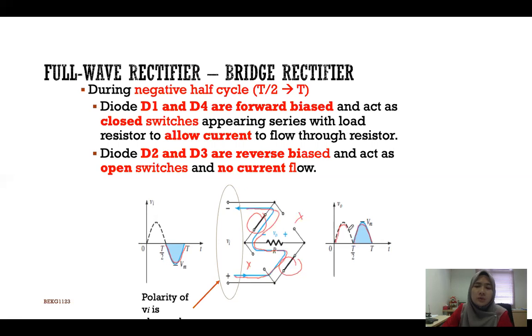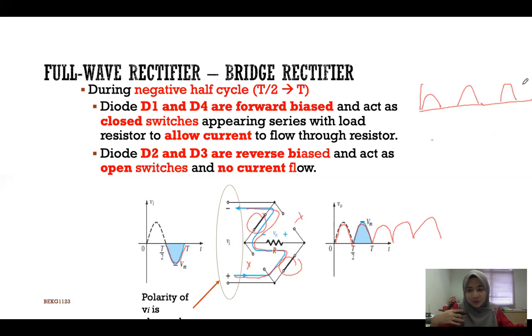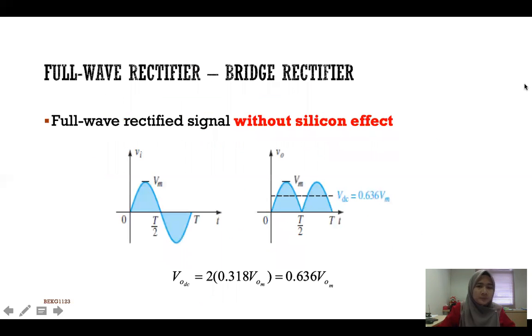So the output of the full wave rectifier should be like this. For a half wave rectifier, it is like this. Okay, so that is the difference between full wave rectifier and also half wave rectifier. So this is the full wave rectifier without silicon effect.